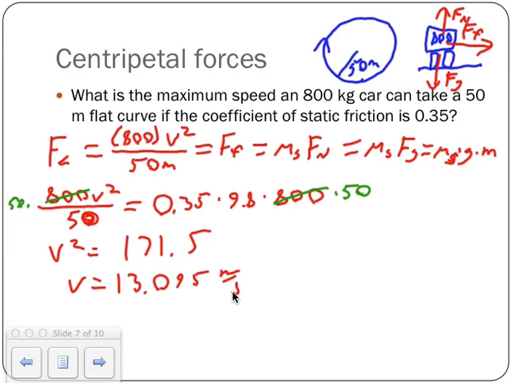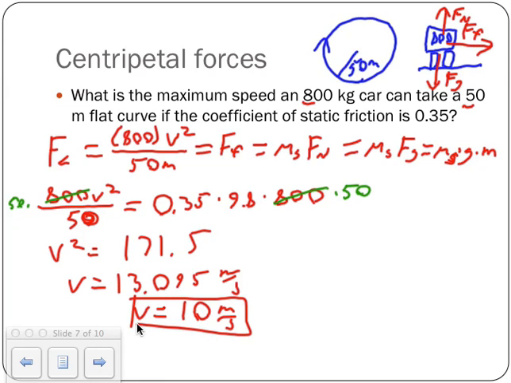Significant figures on this, that's an 800 kilogram car, just 1 sig fig, 50 meters, 1 sig fig. And so the maximum velocity to the nearest significant figure here is going to be 10 meters per second. And that's as fast as we can take this curve. Any faster and we slide off.